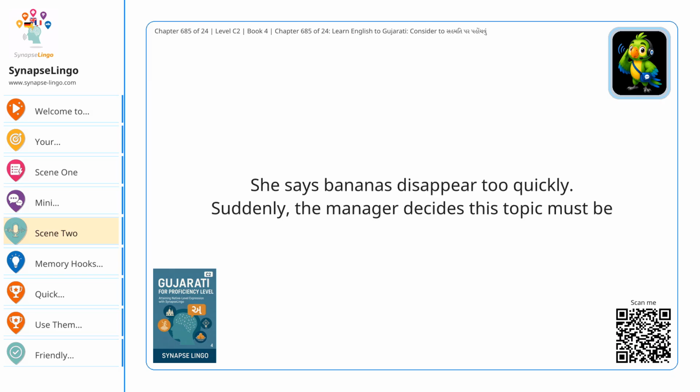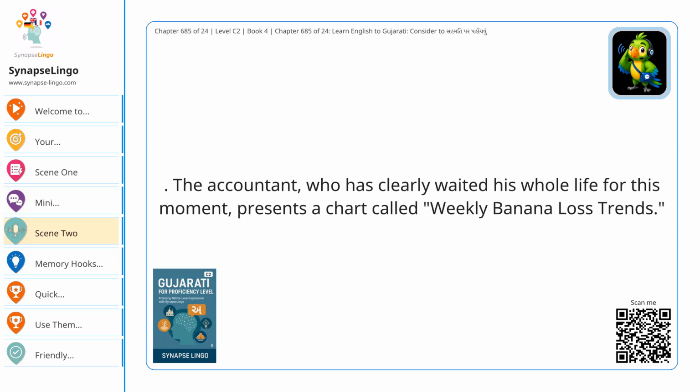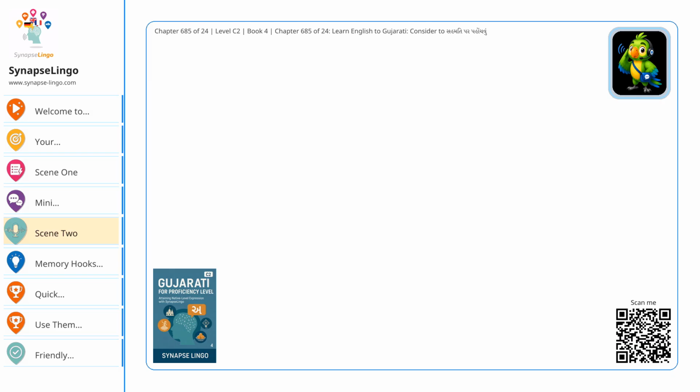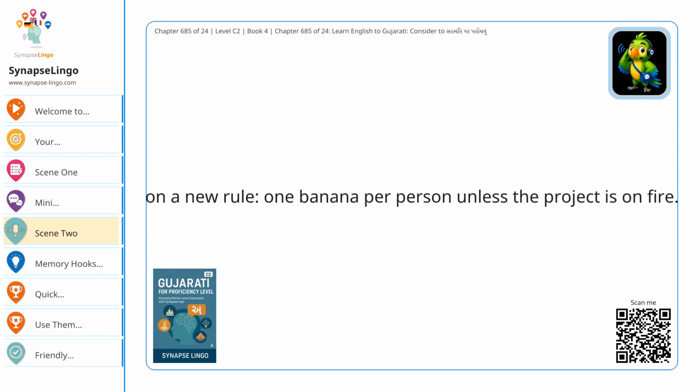She says bananas disappear too quickly. Suddenly, the manager decides this topic must be put up for debate. The accountant, who has clearly waited his whole life for this moment, presents a chart called Weekly Banana Loss Trends. After 10 dramatic minutes, the team finally comes to the conclusion that the real problem is not theft. It is smoothies. Miraculously, they reach a consensus on a new rule: 1 banana per person unless the project is on fire.